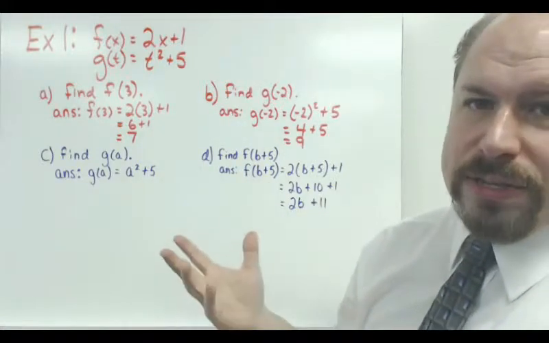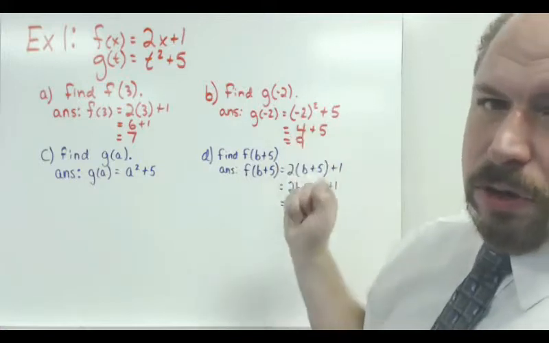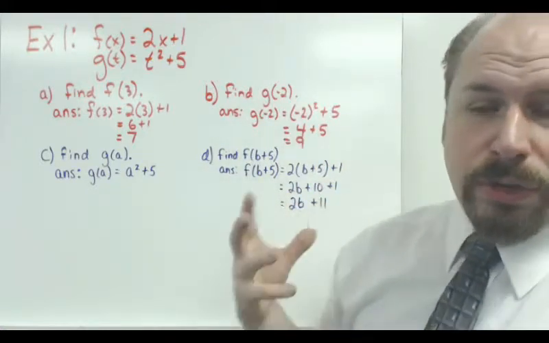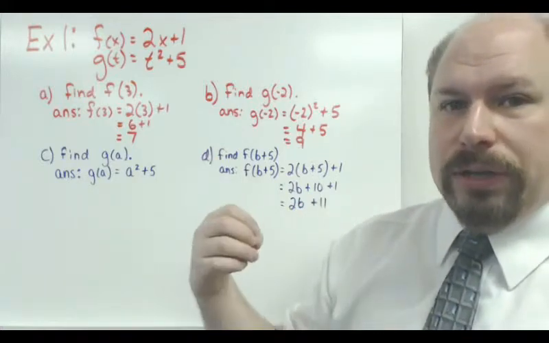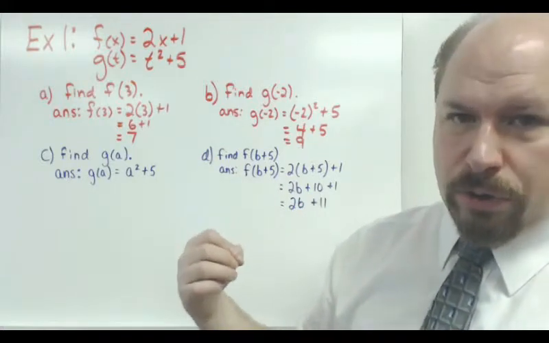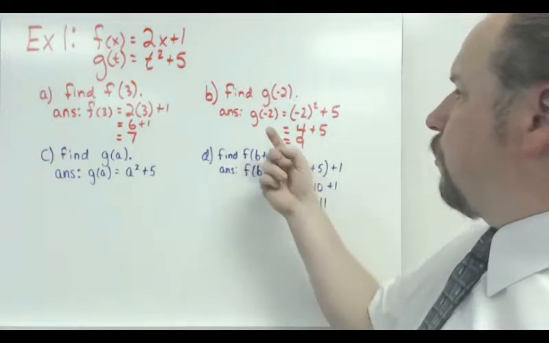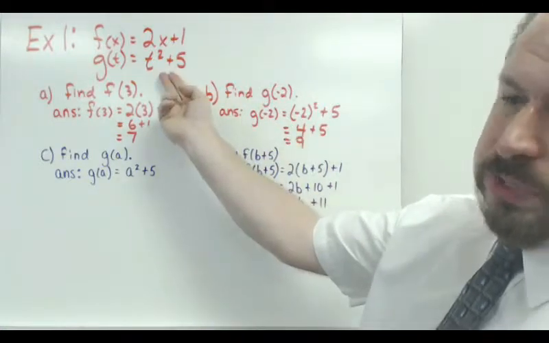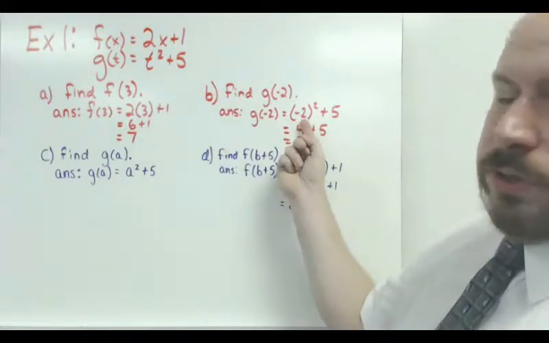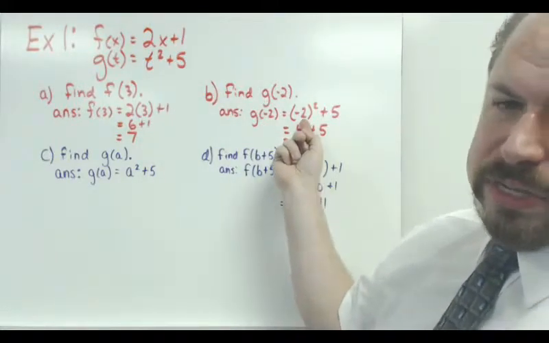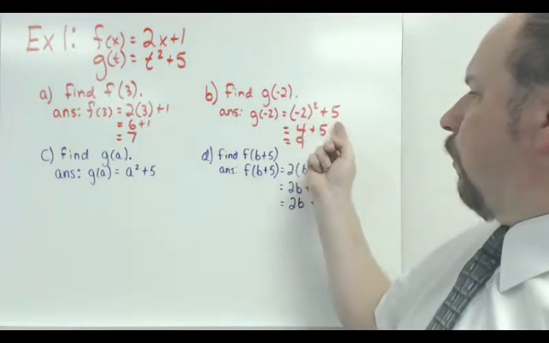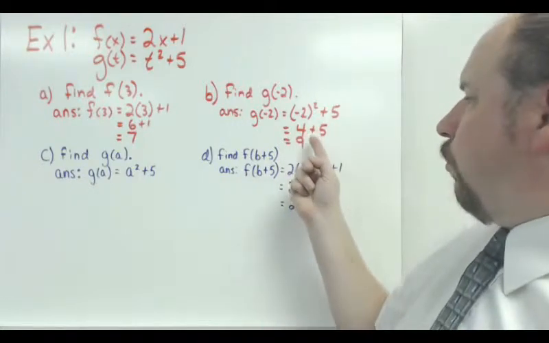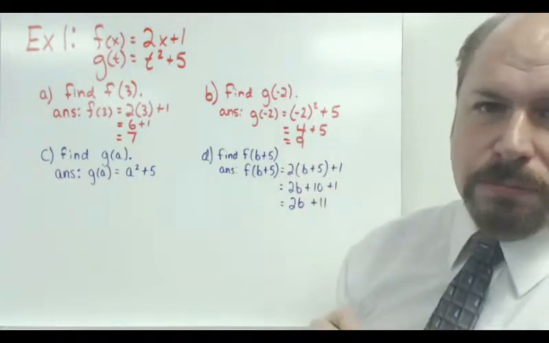Okay, so we're going to do that same sort of thing here with our other function, function g. Find g of negative 2. So again, what that's telling us is put in negative 2 in place of our input variable. So g of negative 2 is equal to, well, remember g was t squared plus 5. So we're going to put in negative 2 in place of t. So negative 2 squared plus 5. Negative 2 times negative 2 is positive 4. So 4 plus 5 gives us 9.